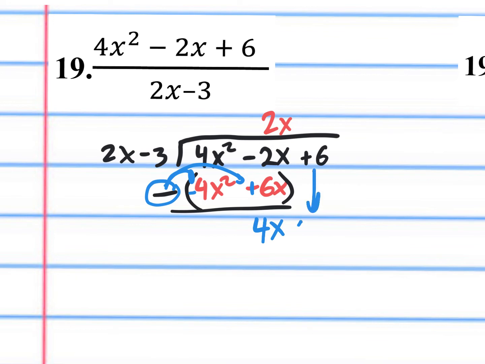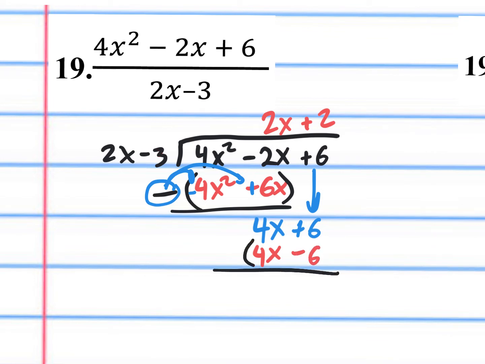Then we bring down the 6, and then we think 2x times what gives me a 4x? 2. So you put a positive 2 right there. And then you distribute again. 2 times 2x is 4x. That's what we wanted, so it could cancel. 2 times negative 3 is negative 6.